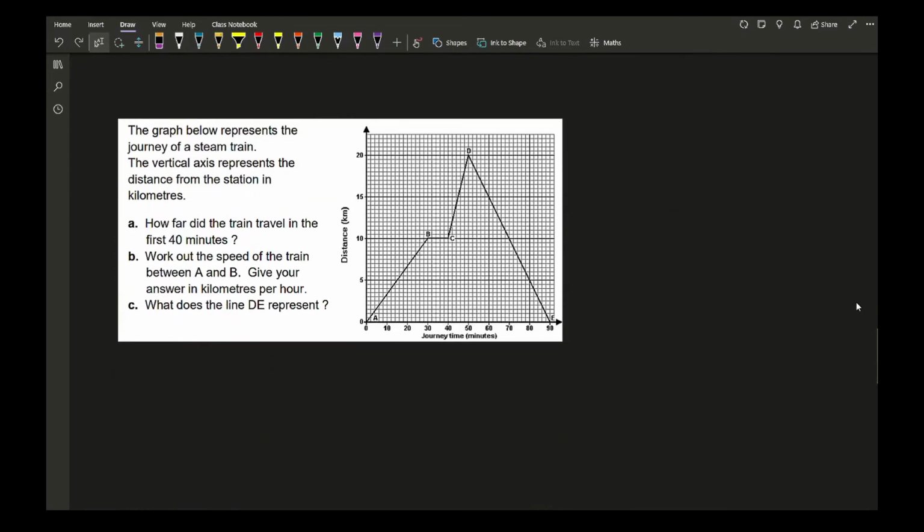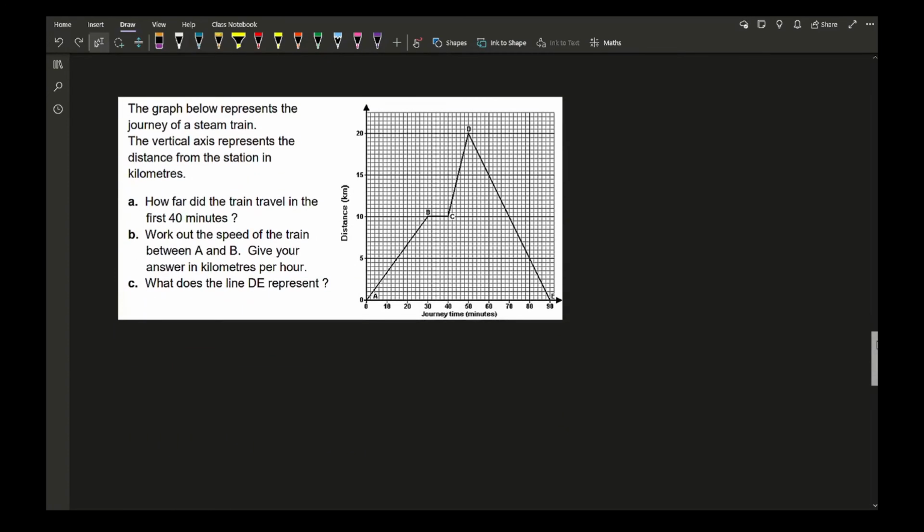So let's have a look at another example. Here it says the graph on the side represents the journey of a steam train. The vertical axis represents the distance from the station in kilometers. So here is our time distance graph. The first question asks, how far did the train travel in the first 40 minutes? So here we need to find our 40 minutes, which is going to be here, and all we need to do is read off the vertical axis. So for A, the train's travelled 10 kilometers.